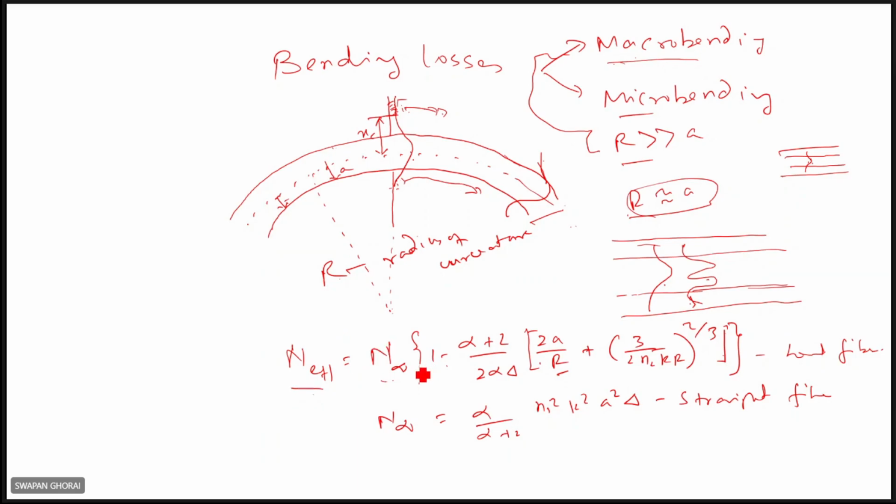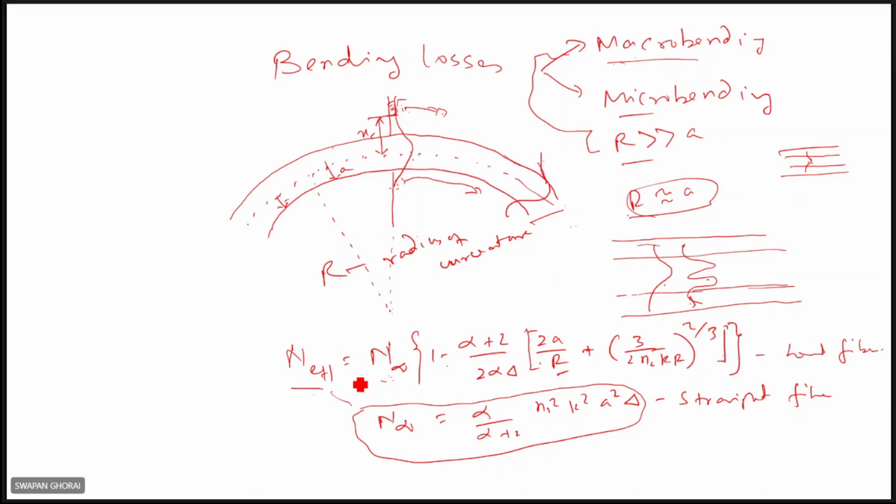N_infinity here is the number of modes in a straight fiber. GI fiber is taken because this is a general case. Alpha equal to infinity will be converted into SI fibers. So this is the actual number of modes we have seen earlier. But in case of bending fibers, it will be reduced to this, so it is 1 minus something. Obviously, fewer modes will exist in case of the bent fiber.